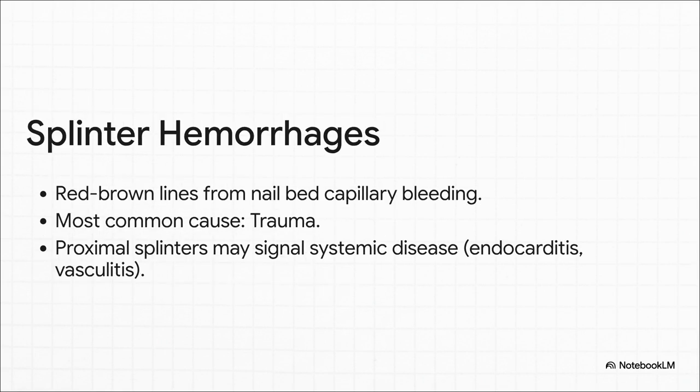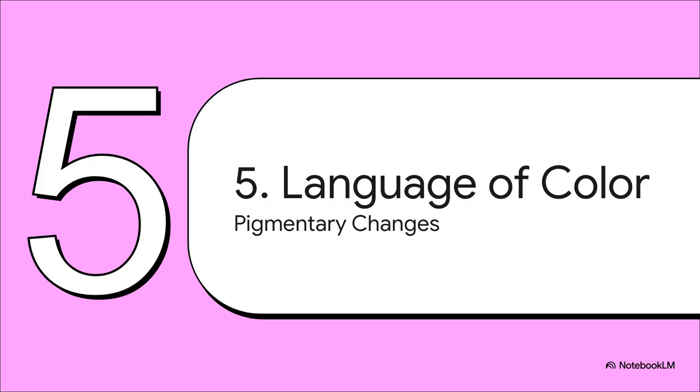Splinter hemorrhages are a direct sign of a vascular event in the nail bed. The capillaries there are arranged longitudinally, and that's what dictates their linear shape. Now, while most of them are distal and just from simple trauma, here's the crucial point. If you see proximal splinters, that should absolutely raise your suspicion for systemic disease, things like endocarditis or vasculitis. That's a huge clue.